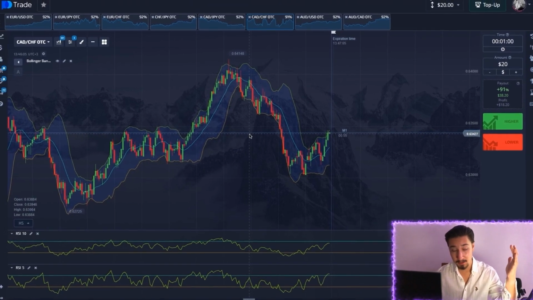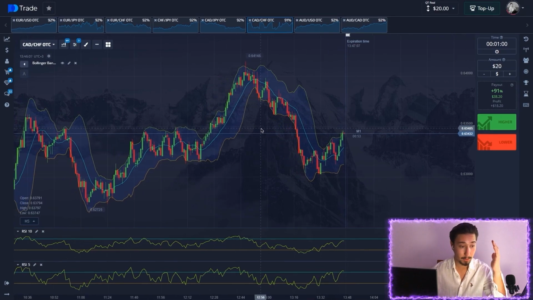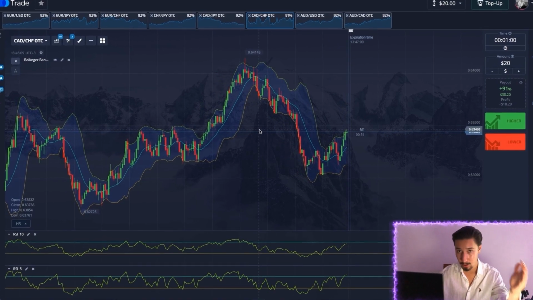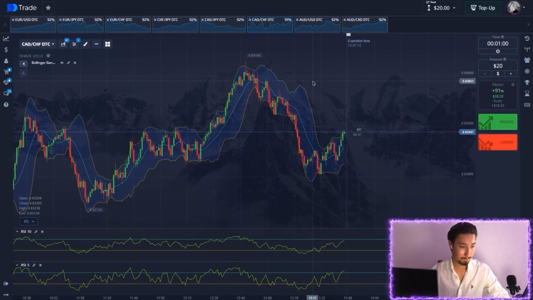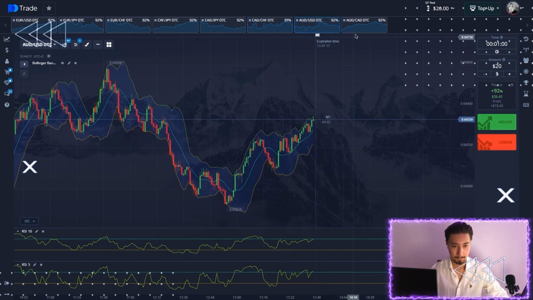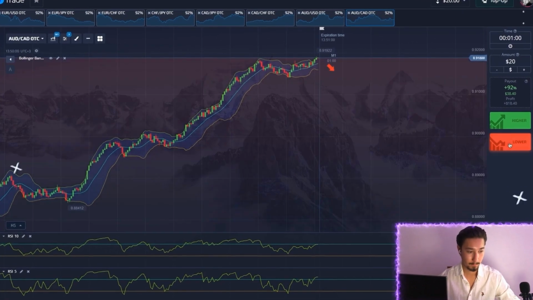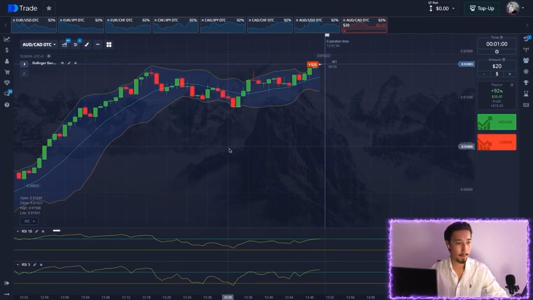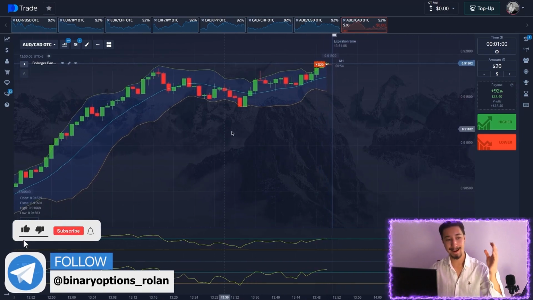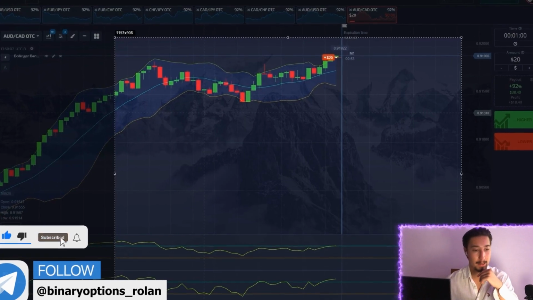So let's get started. As we trade, you will understand how to use these indicators correctly, and let's select our first currency pair. Okay, let's open here a short position, a downward trade, an excellent entry point, I could say.